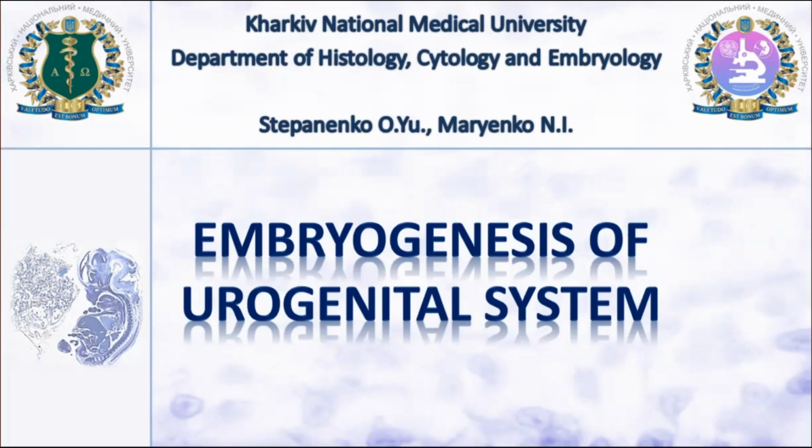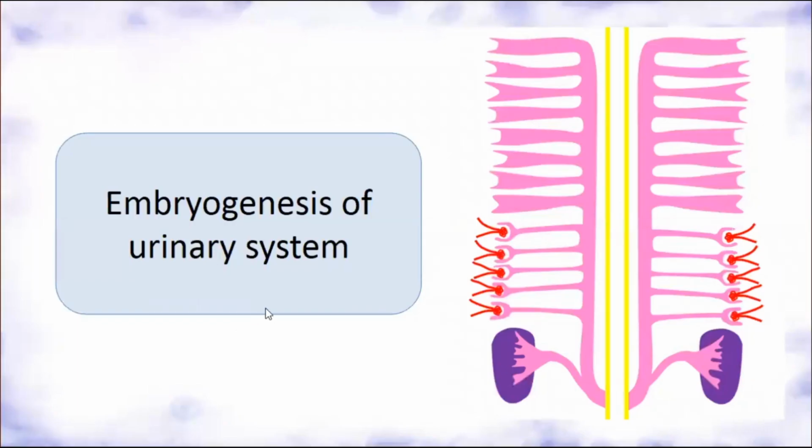So, students, today we will talk about embryogenesis of the urogenital system. It's embryogenesis of the urinary and female and male reproductive systems. They have common sources of origin, and today I'll talk about the development of the two systems together. We'll begin with embryogenesis of the urinary system, and then we'll talk about development of the reproductive systems, female and male, because they have common origin and common sources of development.